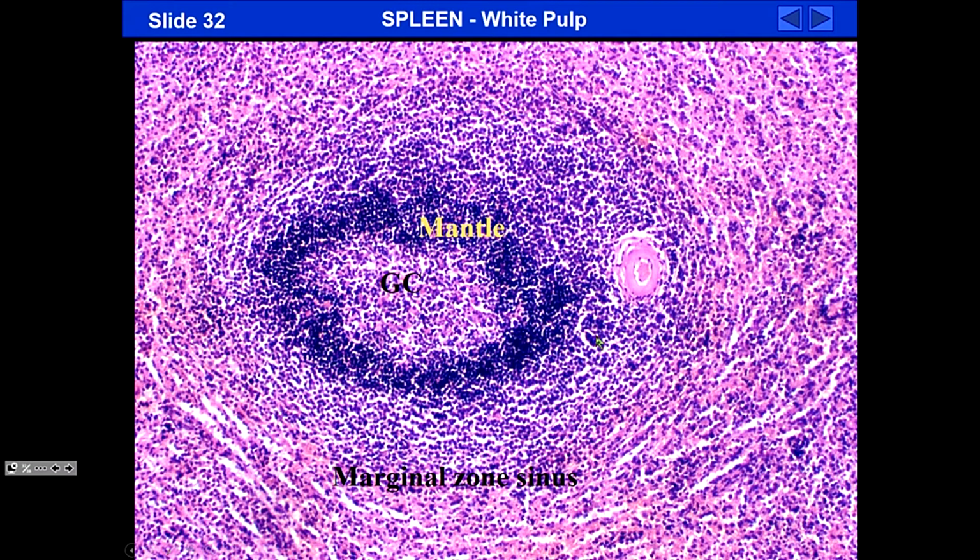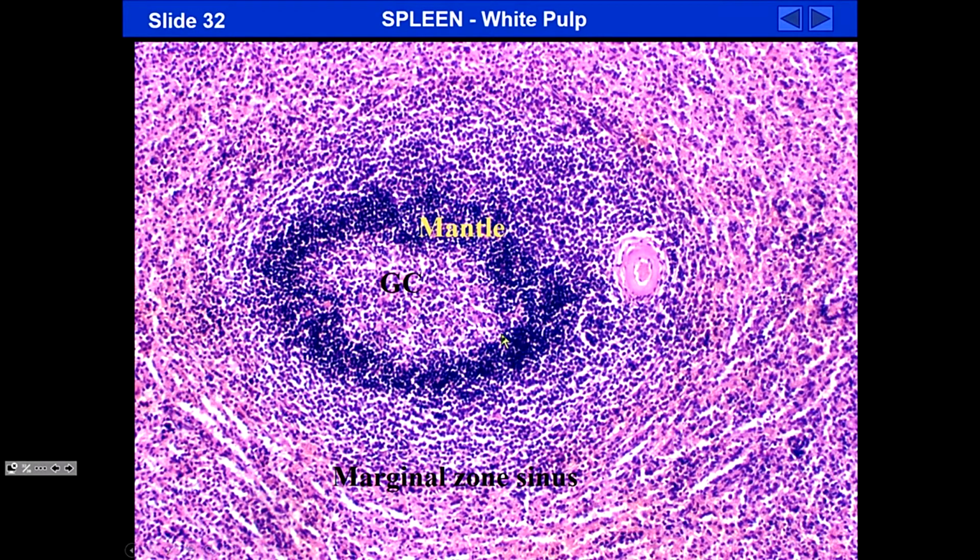And at a high power view, we can see the white pulp here. Now here, note what is called the central artery or arteriole. The one thing about the central artery is that it's never central. It's always eccentric, off to one side. Okay? So here's our central arteriole. And around the central arteriole would be the periarterial lymphatic sheath of T cells. And then out here would be the marginal zone sinuses. So outside of the PALS would be predominantly B cells in the rest of this white pulp area of the spleen.